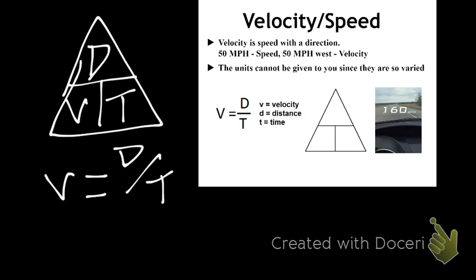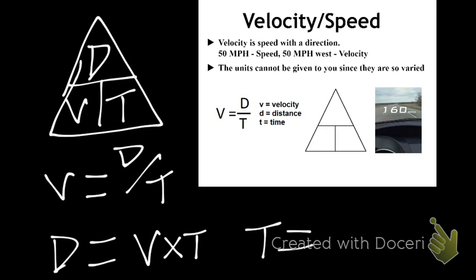If I want to know what D is equal to, I'll put my finger over the D, and that is equal to V times T, because those bottom two get multiplied. And then if I want to know what T is, I put my finger over the T, and I see that all I have left is D divided by V. So these are the three forms of this formula. And if you forget them, or if you don't know how to rearrange the formula, then you're going to use the triangle to figure that out, just like I've shown you.